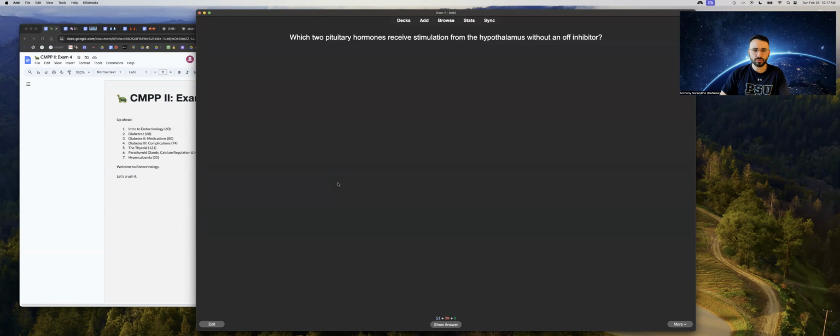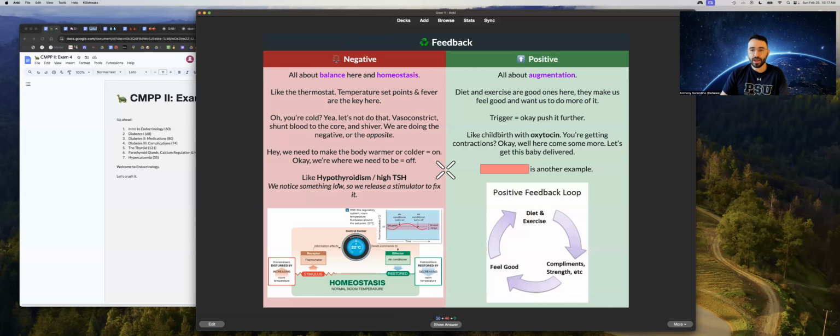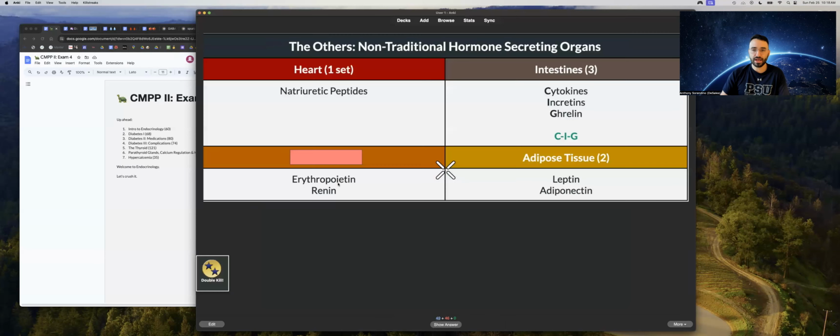Which two pituitary hormones receive stimulation from the hypothalamus without an off inhibitor? Very important here. So thyroid stimulating hormone and then adrenocorticotropic hormone. Yes. So they have these on things but they don't have an off. The off inhibition is controlled by other things. Feedback, another example, blood clotting of positive.